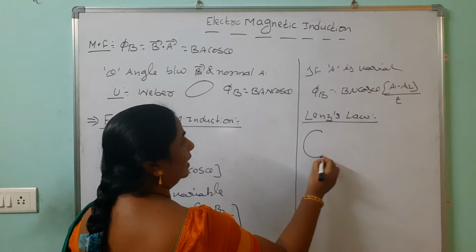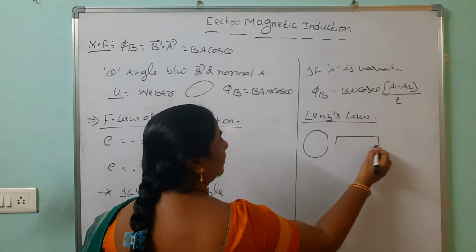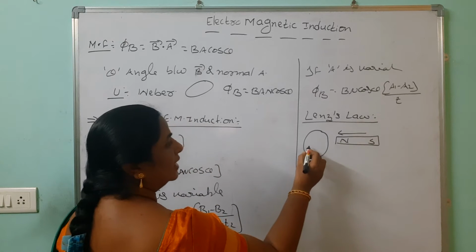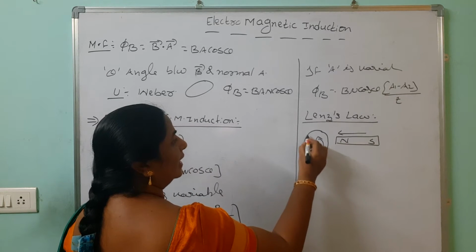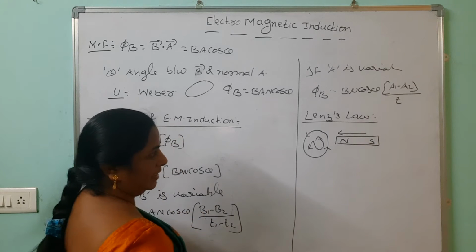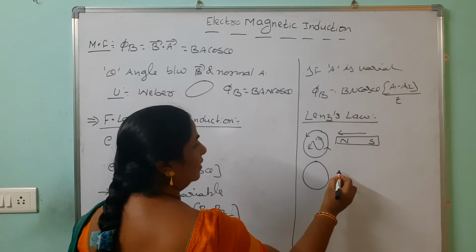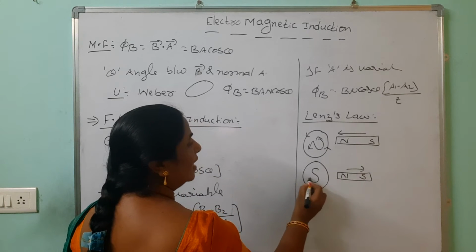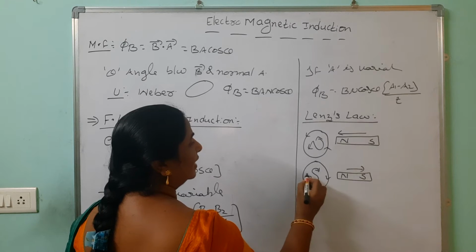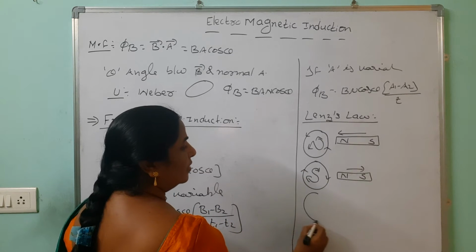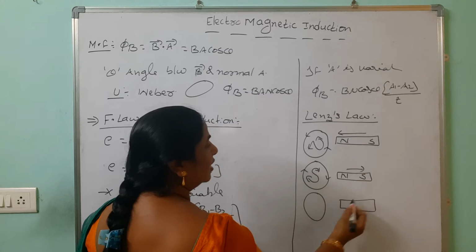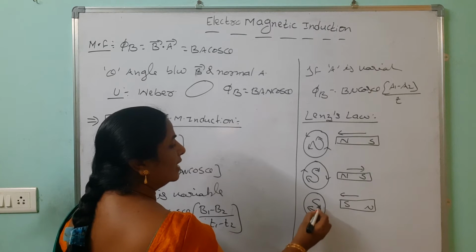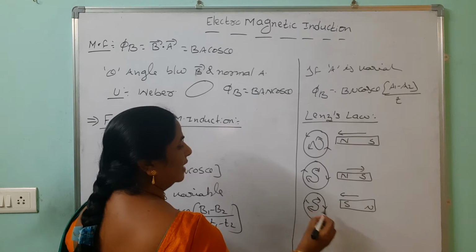See, he took one coil and one magnet. This is the north pole and this is the south pole. When the magnet is moving towards the coil, that face behaves like a north pole and the direction of the current is anti-clockwise. Same coil, but the magnet is moving away from it. Now it behaves like a south pole, and the direction of the current is clockwise. Suppose you take one more magnet, with the south pole instead of the north pole, and when it is moving towards the coil, it behaves like a south pole. This is the clockwise direction.